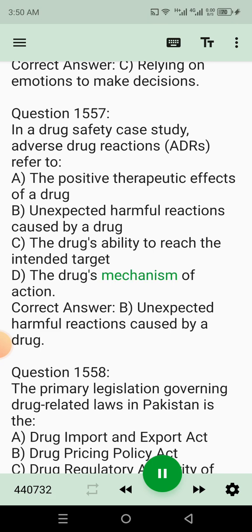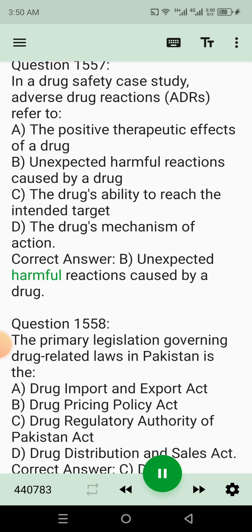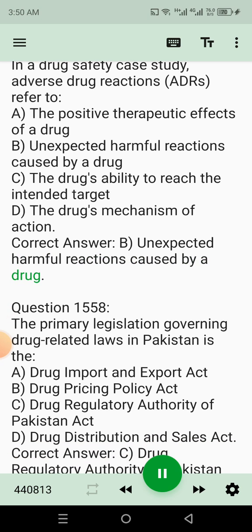D. The drug's mechanism of action. Correct answer. B. Unexpected harmful reactions caused by a drug.